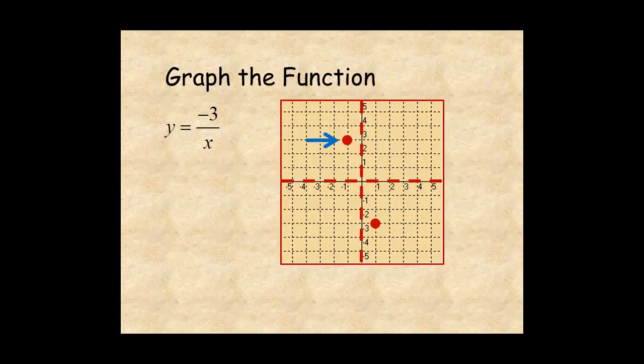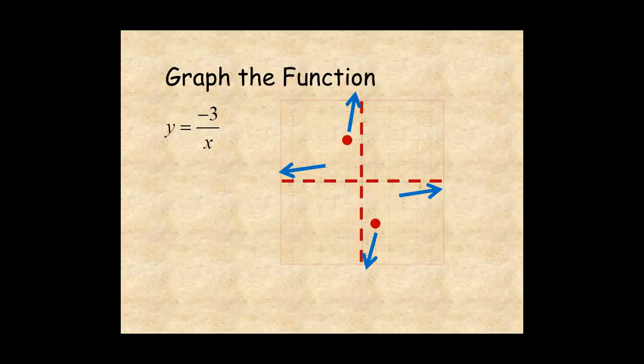From this point, the graph can't curve down towards the VA because there would be an x-intercept, so the graph must curve up towards the VA and down from above towards the HA. And from this point, the graph can't curve up towards the VA because there would be an x-intercept, so the graph must curve down towards the VA and up from below towards the HA. So sketch the graph of the function like this.